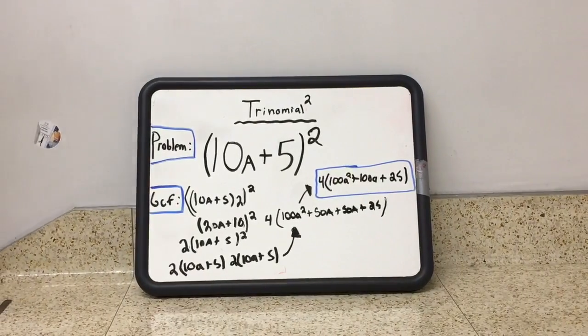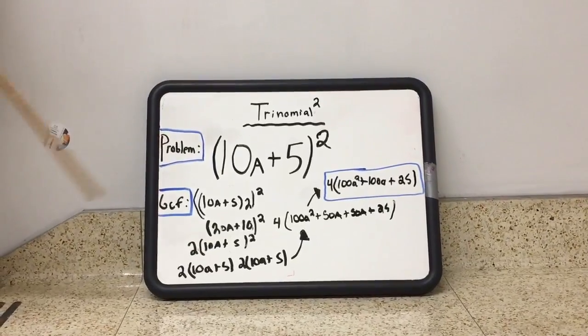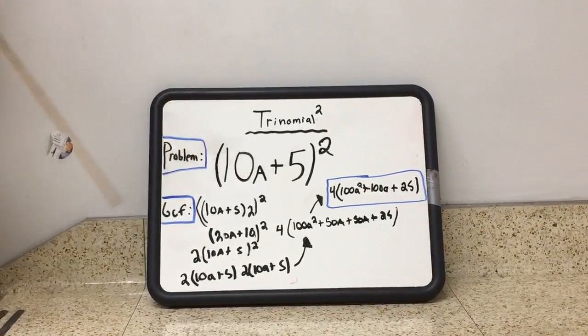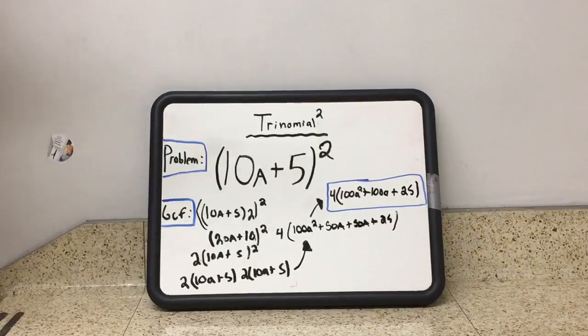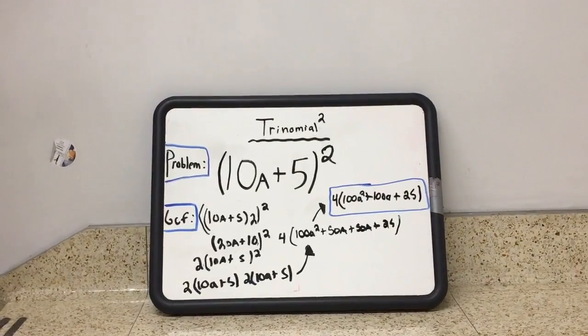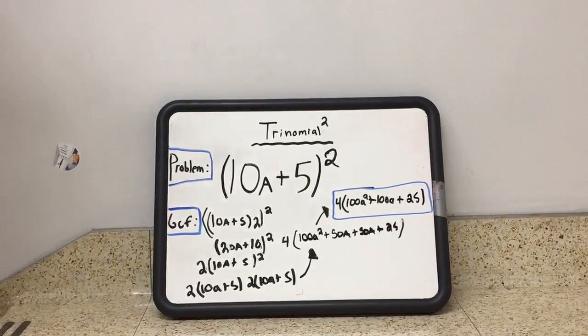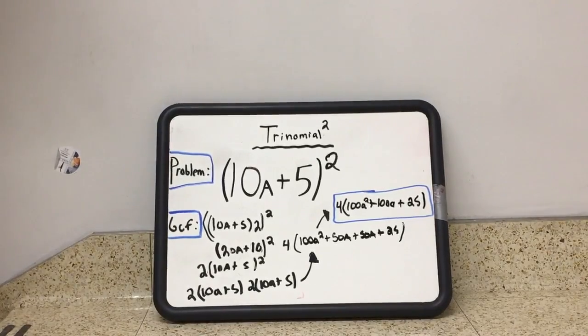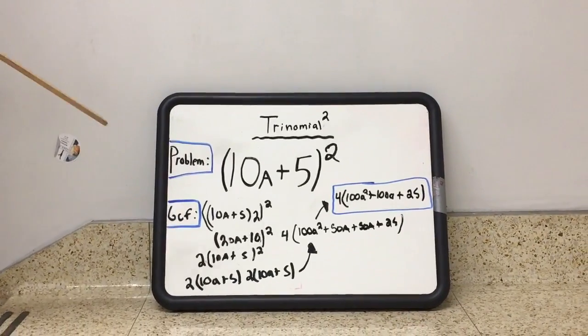Alright, so I did trinomial squared. The original equation that I have is (10a plus 5) squared. To find out the answer for (10a plus 5) squared, basically what you have to do first is multiply 10a plus 5 times itself.